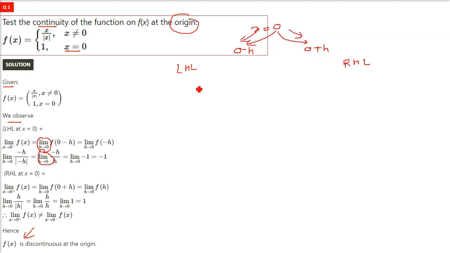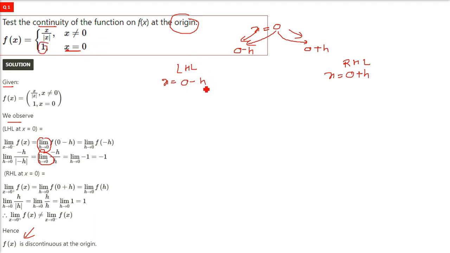So 0 minus h and 0 plus h. So x will be equal to 0 minus h in the left hand limit case, and otherwise, in the right hand one, we have 0 plus h. So in place of x, now see here, x has changed its value. It is not 0 now, because when you are subtracting h or adding h, it is not 0.